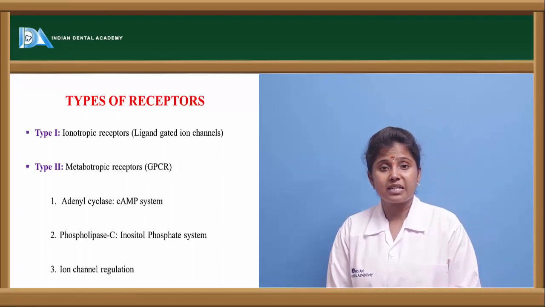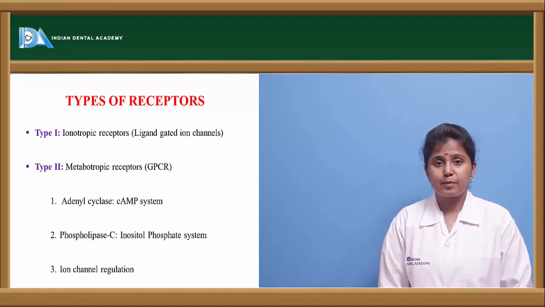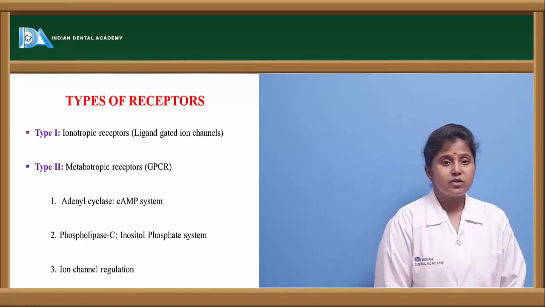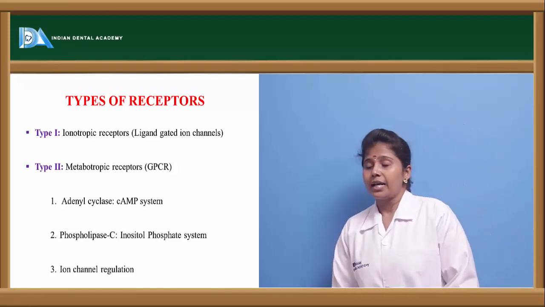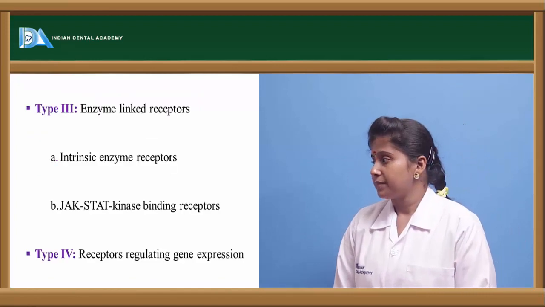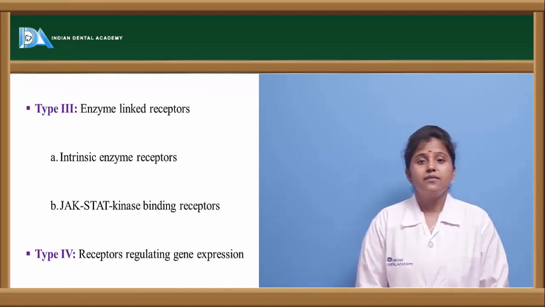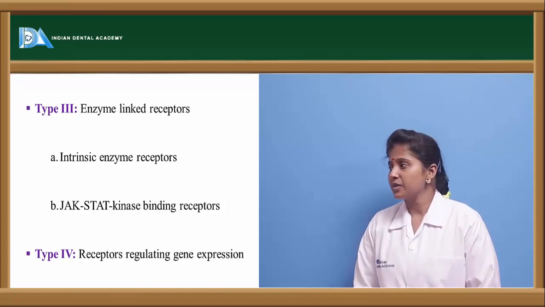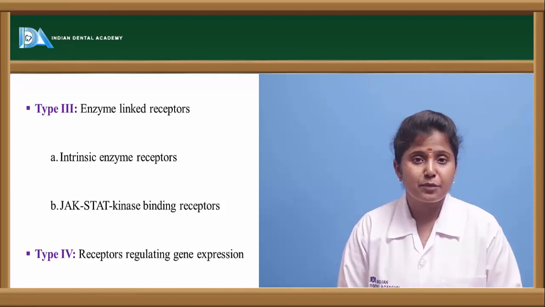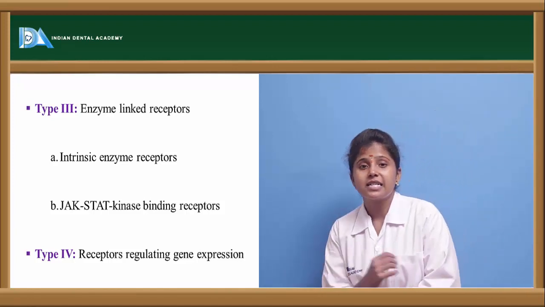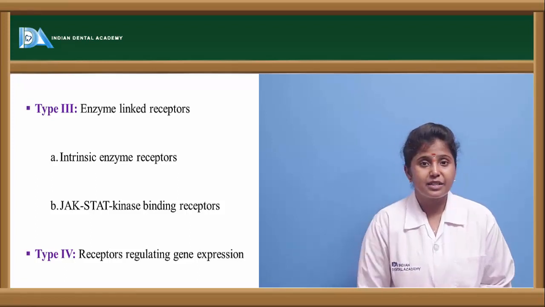So these GPCR receptors act by three different mechanisms: the adenylyl cyclase pathway, the IP3 (inositol triphosphate) or DAG (diacylglycerol) pathway, and ion channel regulation. The other type of receptors are enzyme-linked receptors, which follow two pathway mechanisms. One is intrinsic enzyme receptors and the other is the JAK-STAT kinase pathway. JAK-STAT means Janus kinase and STAT kinase pathway.